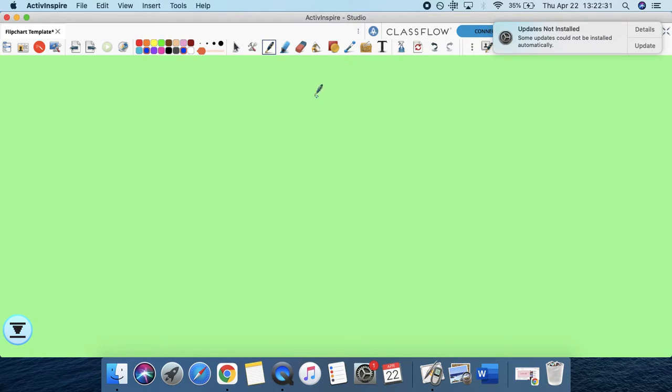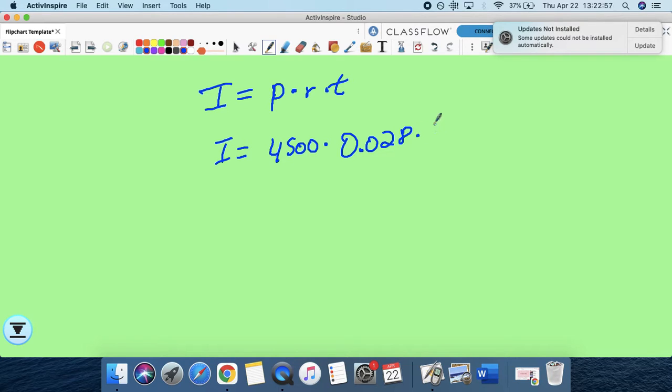Seven, it's a simple interest problem. So interest is PRT. Ariel depositó 4,500 por 7 años, recibiendo 2.8%. ¿Cuánto tiene de dinero después de 7 años? So, how much money does she have after 7 years? She put 4,500. The interest rate is 0.028. And time, 7 years. Tiempo, 7 años.